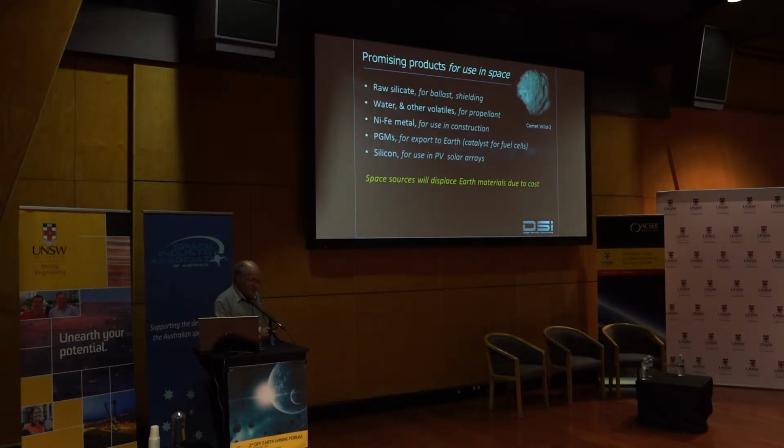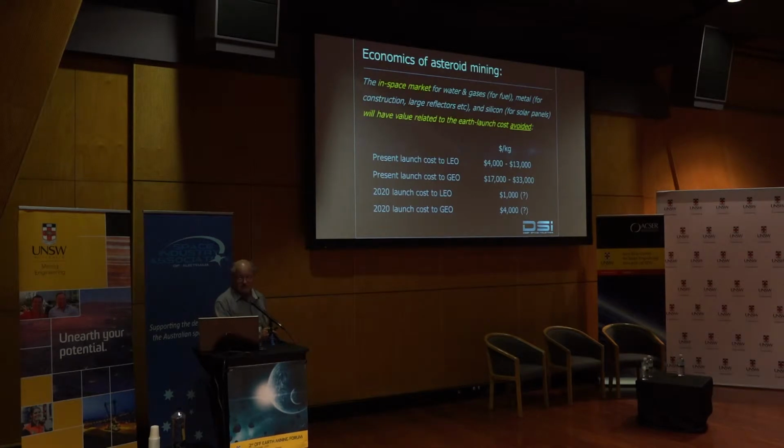Space sources of commodities will displace Earth materials due to the Earth launch cost. And the present Earth launch cost to low Earth orbit is of the order of $4,000 to $13,000 per kilogram. The present cost to launch something to geostationary orbit is $17,000 to $33,000.